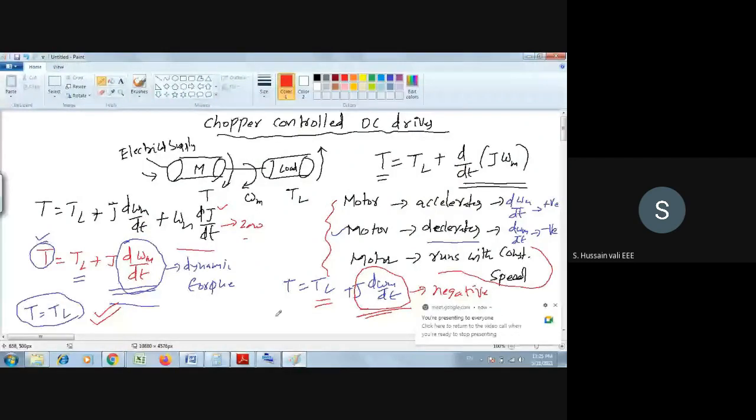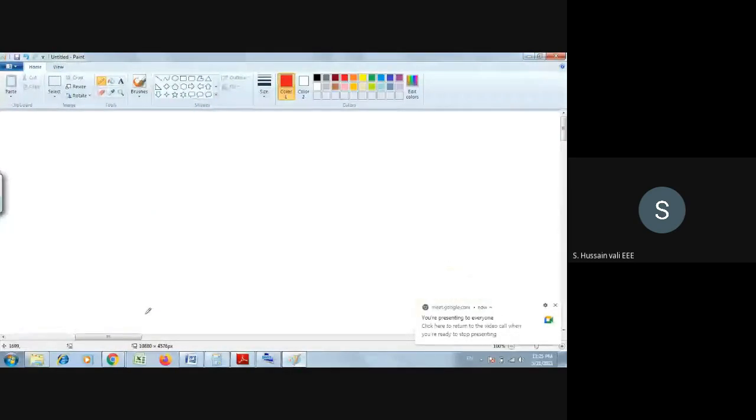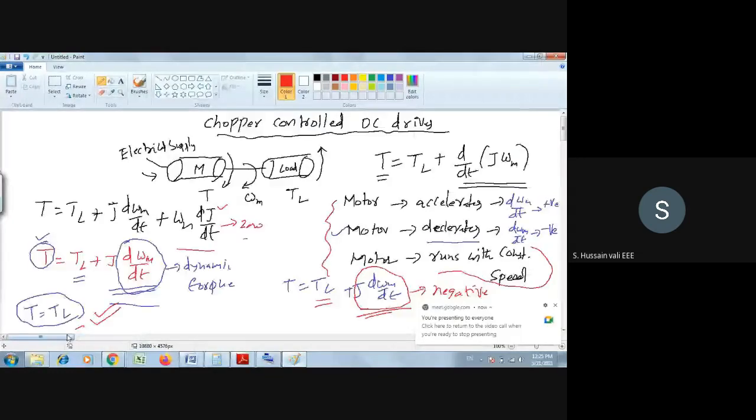So these are the basic things which you need to understand. Where you connect the motor, where the load is, what exactly happens when you connect the motor to the load, what will happen when it is accelerating, what will happen when it is decelerating, and what happens when it runs with constant speed. All these things you can understand from the simple example.